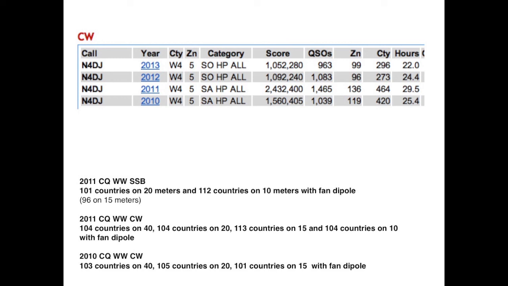Now, the point I want to make is you can work the world with simple dipole antennas. You can have a tremendous amount of fun. You can build your own antennas. It's inexpensive. You don't need anything extremely complicated to have fun in ham radio. In fact, I have some of the best times working contests with simple antennas. It's very, very satisfying to do a good job with something you built yourself.